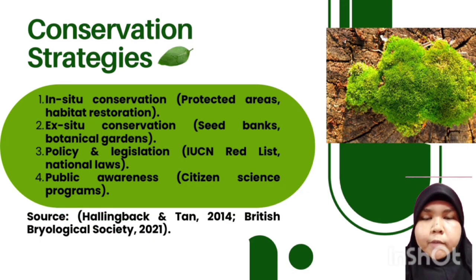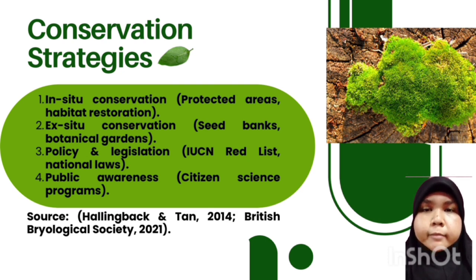Next, for conservation strategy, there are two main strategies in this conservation. Firstly, in situ conservation, which means protecting them in their natural habitat through protected areas and habitat restoration. Second, ex situ conservation, which involves taking species out of their natural habitat and protecting them in controlled environments like seed banks and botanical gardens.